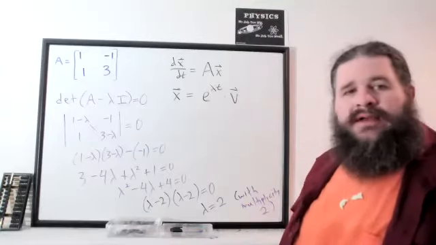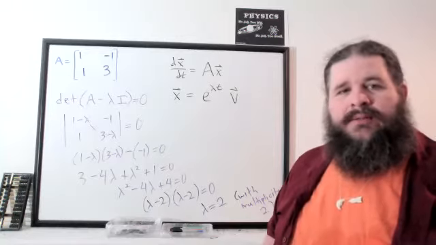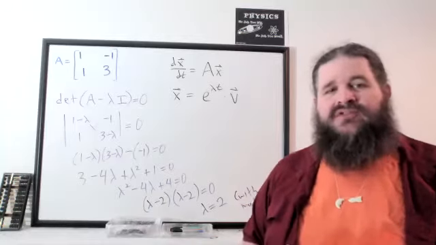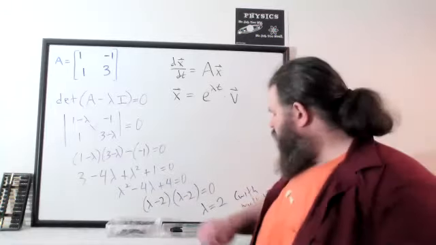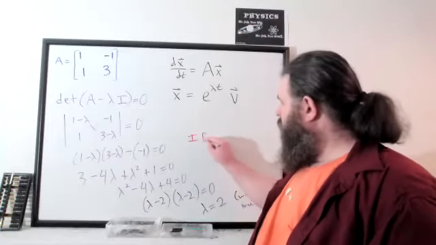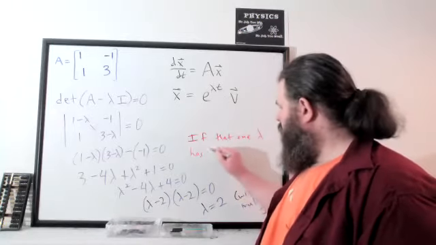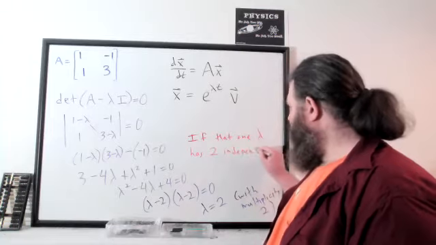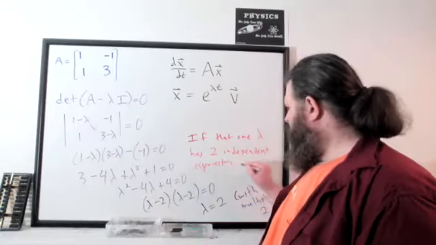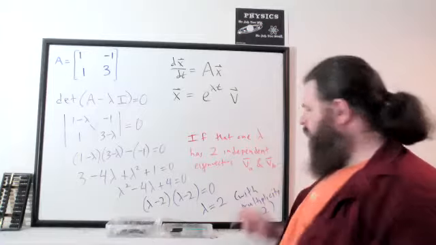And that means there's only one eigenvalue. This 2x2 matrix has only one eigenvalue. On its own, that's not necessarily a problem, because it's possible that that one repeated eigenvalue has two different eigenvectors. So in general, if that one lambda has two independent eigenvectors, let's say v sub a and v sub b, then that's fine.